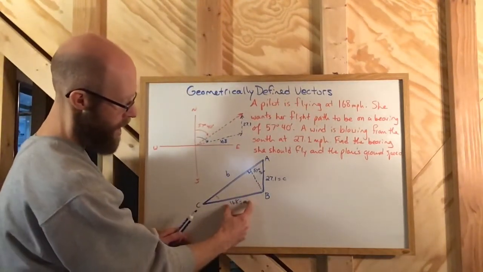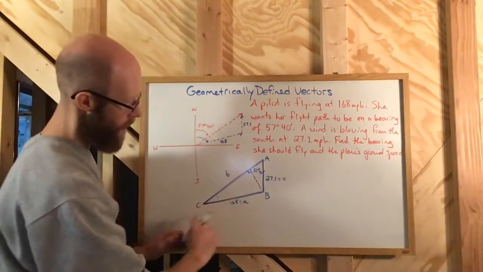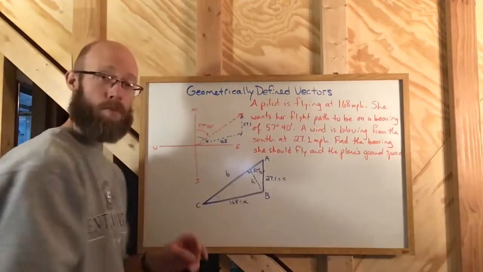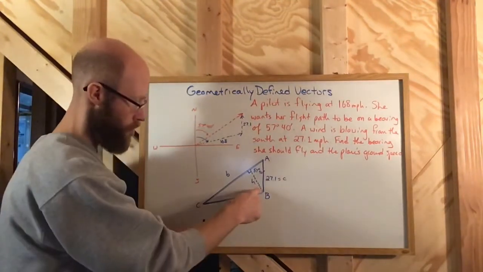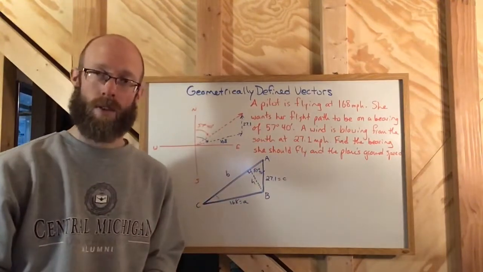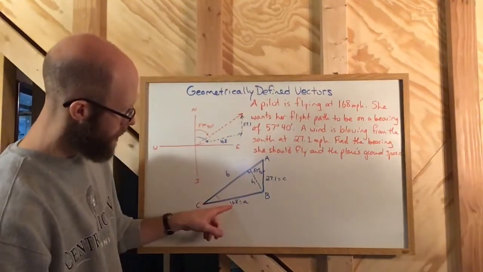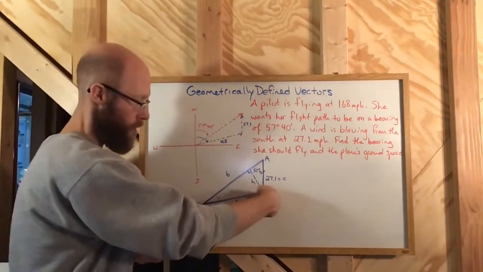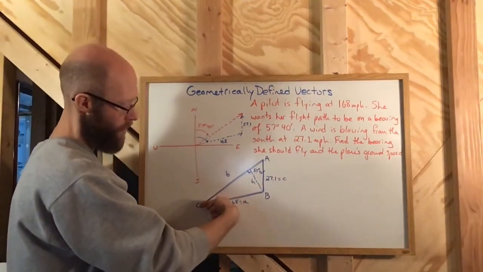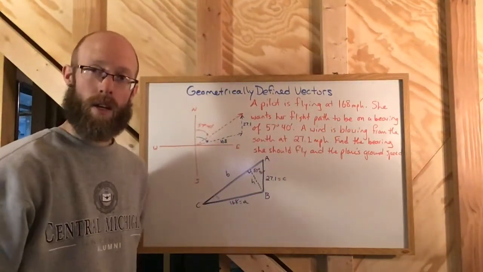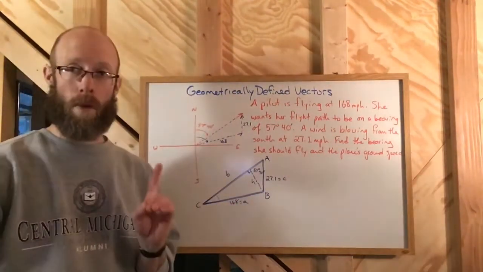If side A was in between this height, I'll call it H, and C, there'd be 2 possible triangles, right? I could swing one here, I could swing one on the inside, and I'd have 2 possible triangles. But because 168 is longer than 27.1, there's only one possible triangle. I swing it out here. If I try to swing it the other way, I'm going to go outside of the triangle, okay? So I know there's only one possible triangle.